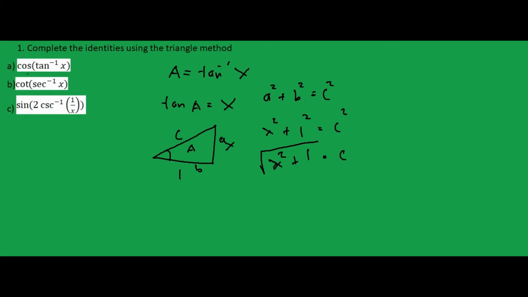So we replace arctangent x with a. What we get is cosine of angle a. Now what is cosine a? This is angle a, right? Cosine a is adjacent over hypotenuse, b over c, right? So this is c, this is b. Where's b? Oh, b is 1. Okay, I just got confused. So cosine a is 1 over square root of x squared plus 1. This is the answer for question A.